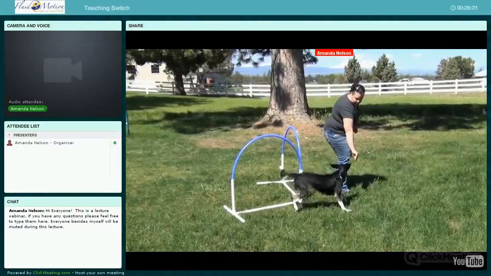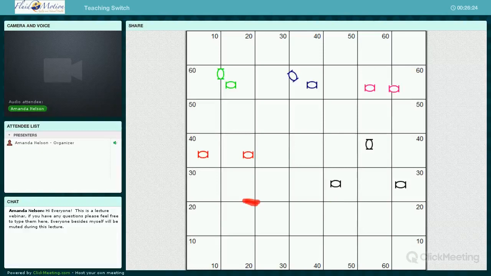The next thing I want to address, and we'll just go back to this diagram real quick, is extension and collection in a turn. The one thing we really want to teach, and this is not just for a switch, this is for any turn whatsoever, is that you want your dog to be extended as they're coming into the turn, which means that they are striding out. Their feet are going past their nose. Okay, they are running. They are in extension. When they come into the turn, I want them to collect, make the turn, and then extend again.